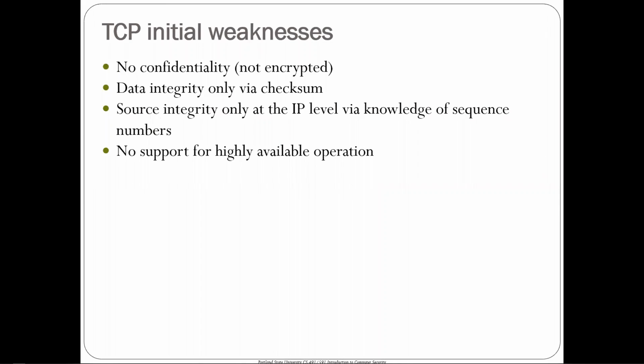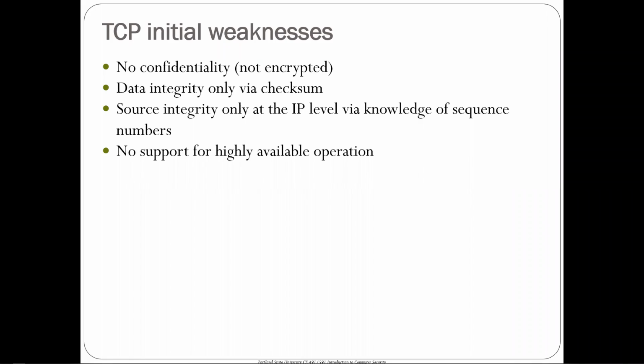So with TCP, it initially had no support for confidentiality. None of the payloads were encrypted. There was only data integrity via that checksum field in the header that I showed you last class. It's like a 16-bit checksum. So that's not much for data integrity. The source integrity, as I just mentioned, was your knowledge of the sequence numbers. And that will authenticate the fact that you are part of this connection, just knowledge of that. And as it turns out, there was very little support for making TCP implementations highly available.